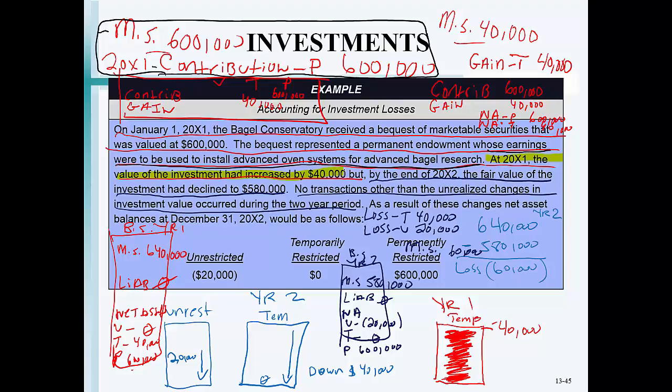Okay, so let's just look at the 20x1 statement of activities that I wrote right here. This is the 20x1 statement of activities, and there's the contribution that came in what? Let me use a different color for that.